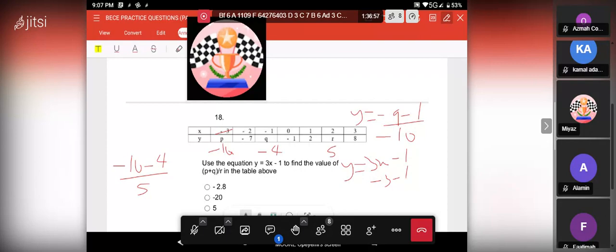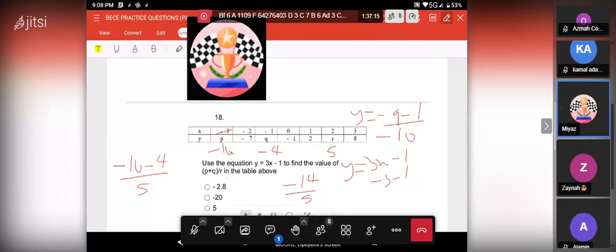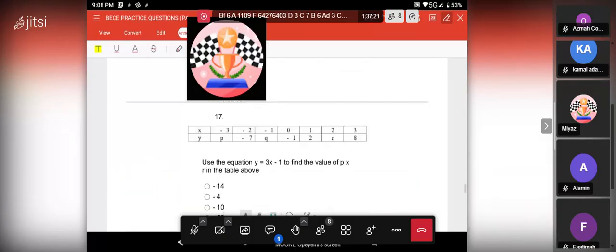Minus 10 minus 4 will give us minus 14. What is minus 14 over 5? You are dividing 14 by 5, which is minus 2.8. Okay, I can see that we are tired.